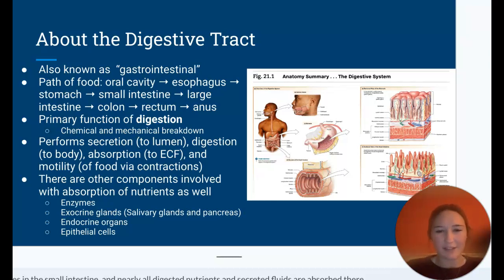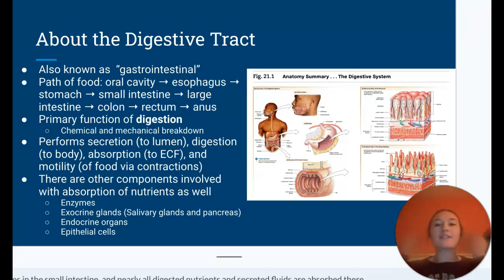That system is also known as the gastrointestinal system because it includes the stomach and the intestines. The pathway goes from the mouth, the oral cavity, and the food travels down to the esophagus, stomach, small intestine, large intestine, colon, rectum, and anus. The small intestine is where all the nutrient absorption happens, and it absorbs the nutrients into the body so that we can use them for our homeostasis.